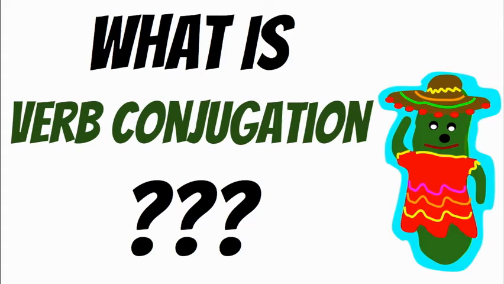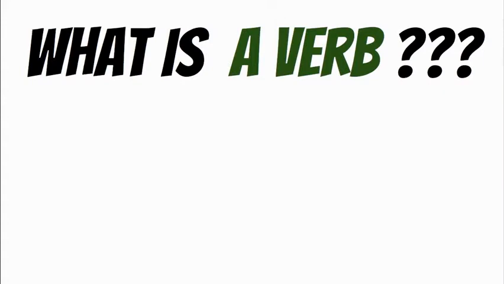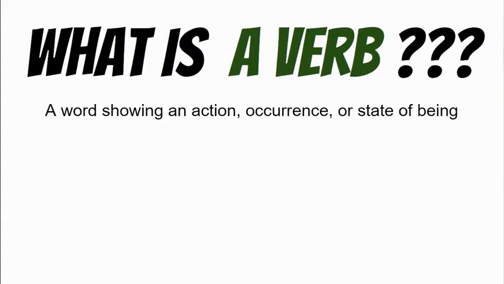Hello. Today we are going to answer the question that has perplexed language students for ages. What is verb conjugation? First of all, we have to answer the question, what is a verb? A verb is a word showing an action, occurrence, or state of being.